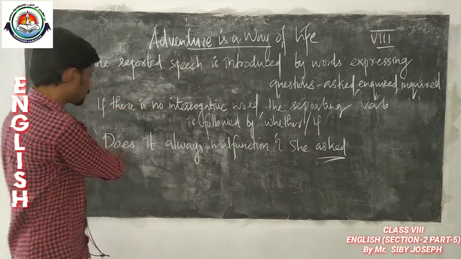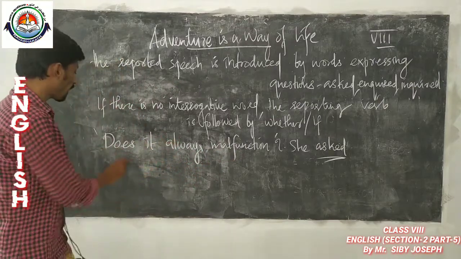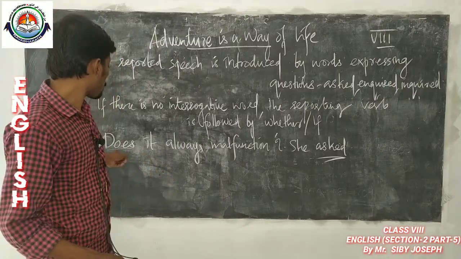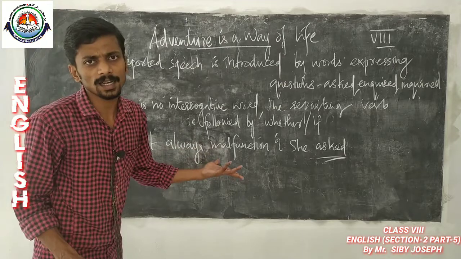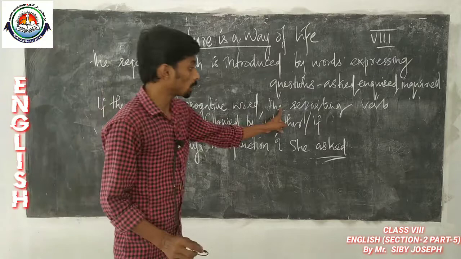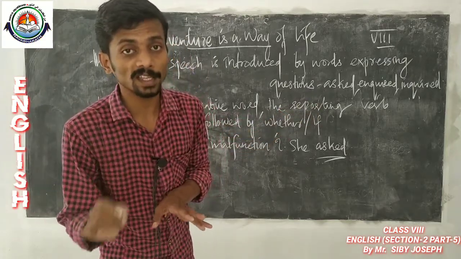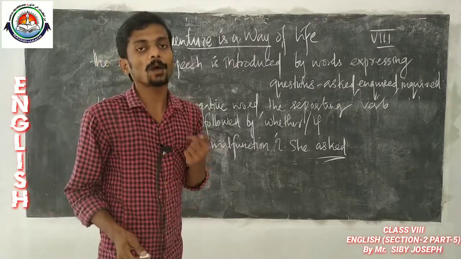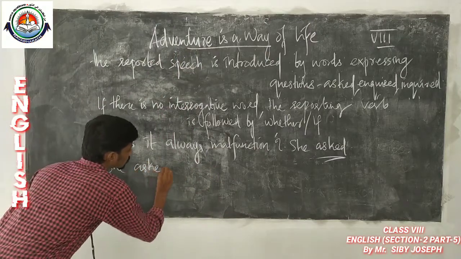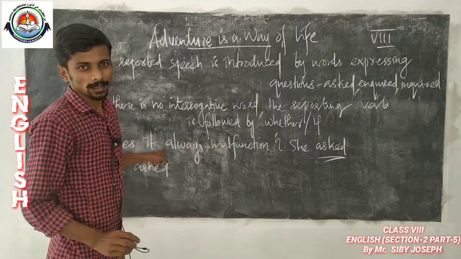Look at the sentence. Does it always malfunction? So, here we can't find an interrogative word. Even though an interrogative word is absent here, it is considered a question. In such cases, what do we have to do? The reporting verb is followed by whether or if. We have to use whether or if. Then tell me how the sentence will be. Yes, she asked. So, does it always malfunction is actually a sentence in simple present.